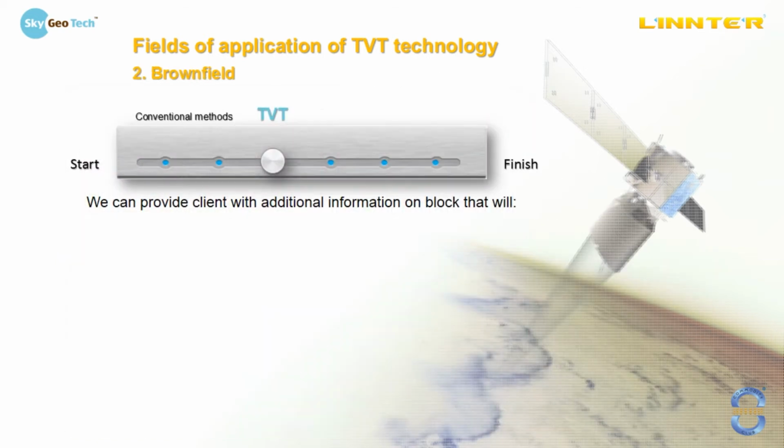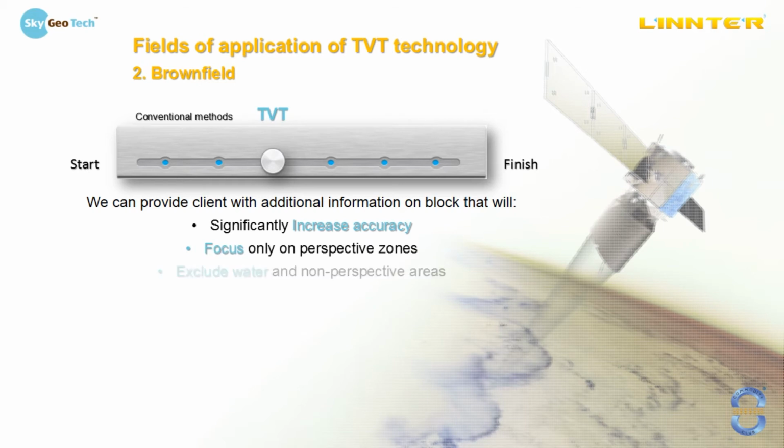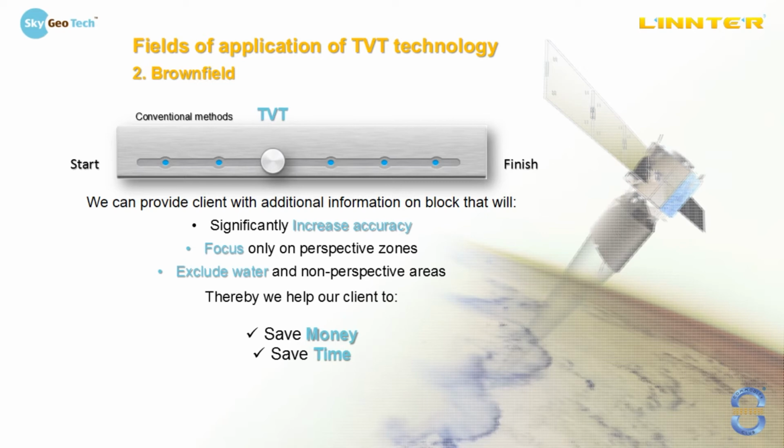The second field of application of TVT technology is brownfield, when conventional methods are used, such as seismic survey, for example. TVT exploration can give additional information that will increase accuracy, focus only on perspective zones, and exclude water areas. Thereby it helps to save money and time.